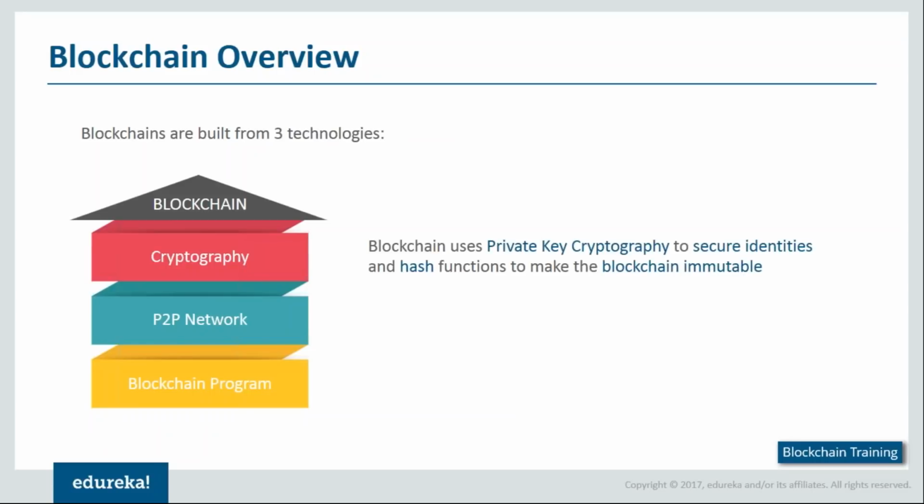The first is the cryptographic technologies. Here you use public key private key cryptography to ensure that no one is able to identify the user, and you use various hashing functions which make the blockchain immutable. That is, you cannot modify anything that is part of the blockchain. Now, why does this happen? We'll be discussing that a bit later.